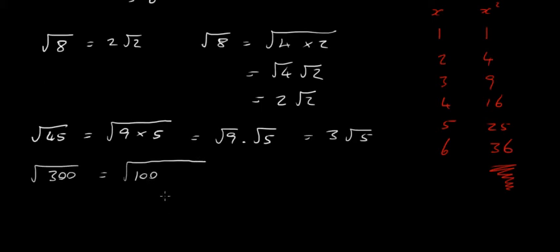The highest square number that will divide into 300 is 100. Because remember, we're going to apply this rule and get the square root of this number eventually. So 3 times 100 will give me 300. Again, I can split that up: the square root of 100 times the square root of 3. And that just gives me 10 root 3, since the square root of 100 is 10.